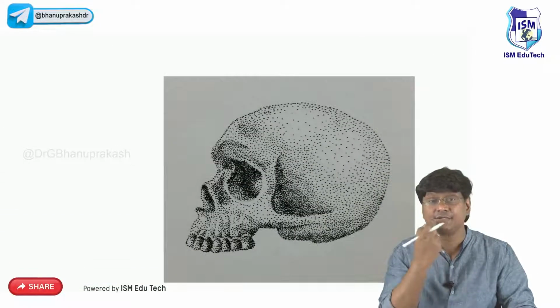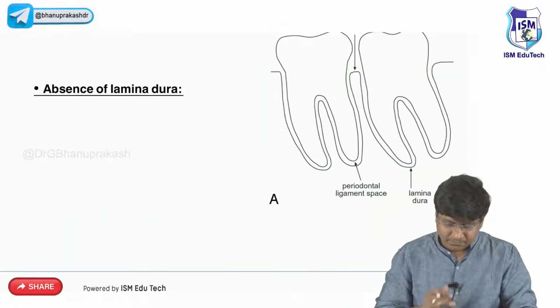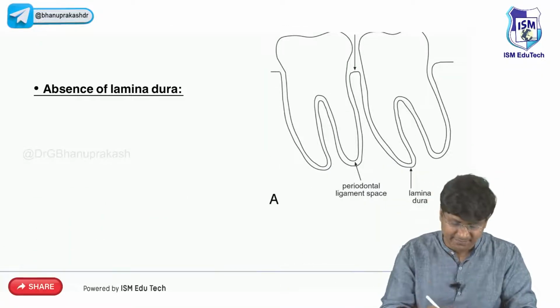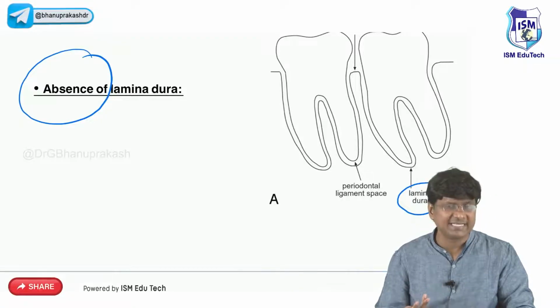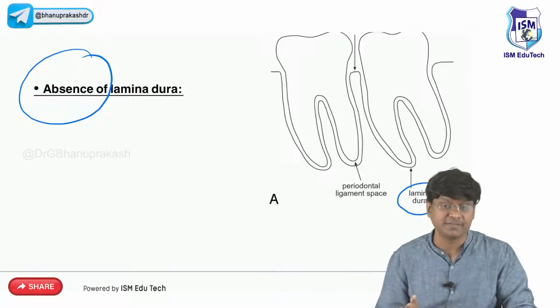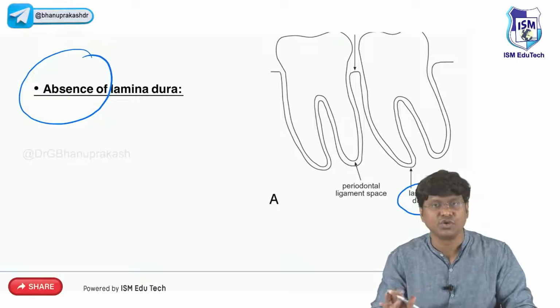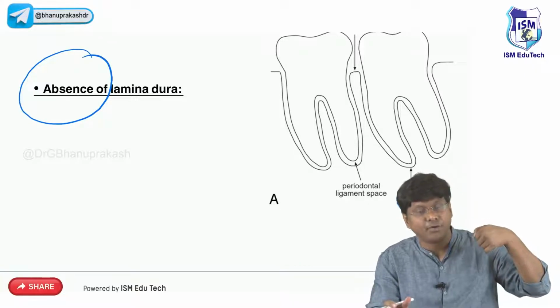And not only that, you take the dental film. When you take the x-ray of the dental film, there will be absence of lamina dura. This is the lamina dura. What exactly is that? That is mineralization of the mandible. That will be lost because of the bony resorption.